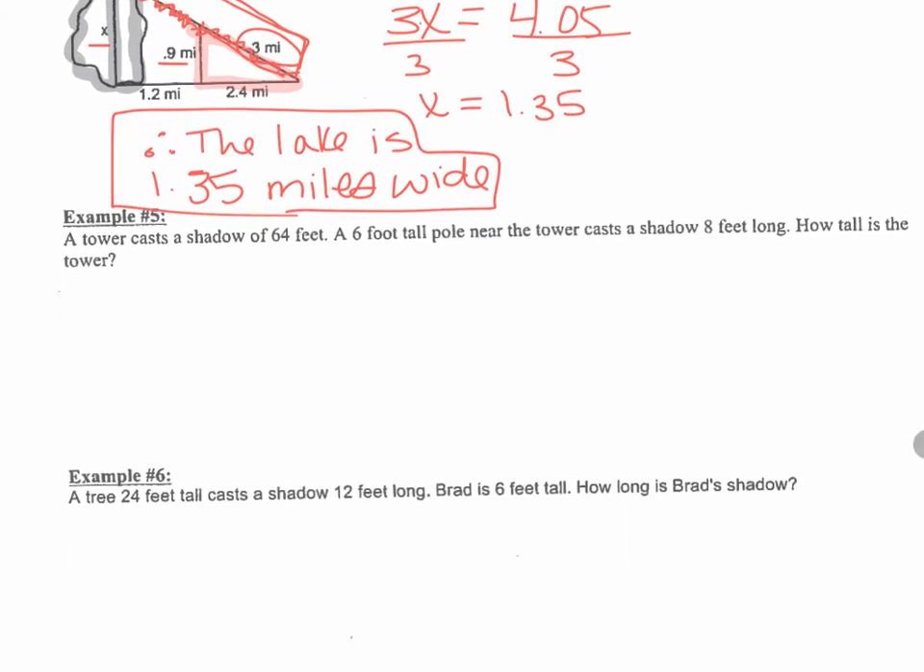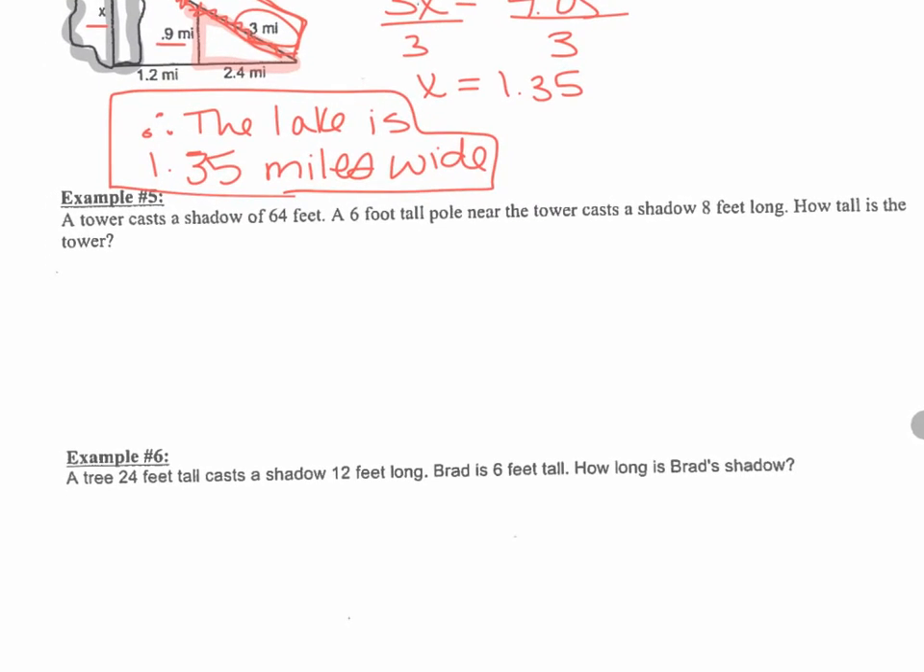If you notice, the rest of these examples have no picture. So now I have to sit here and I have to figure out the picture. So let's go ahead and look at example 5. Example 5 says, a tower casts a shadow of 64 feet. A 6-foot tall pole near the tower casts a shadow that's 8 feet long. How tall is the tower? So, okay, I'm going to draw a tower, and yeah, you can turn into an artist if you want to draw a tower. Here's my tower. And I have a pole, so I'm going to also come over here and draw a pole. There's my pole. I know I should become a professional artist.